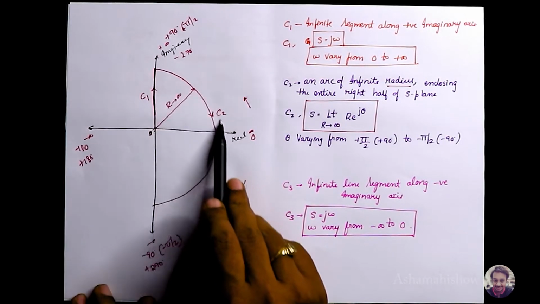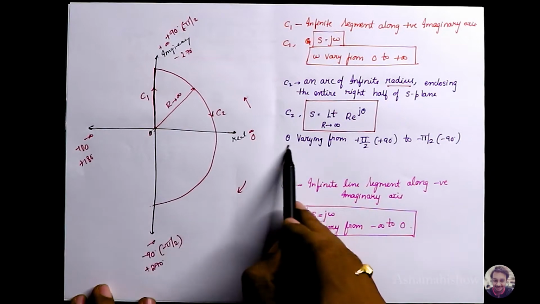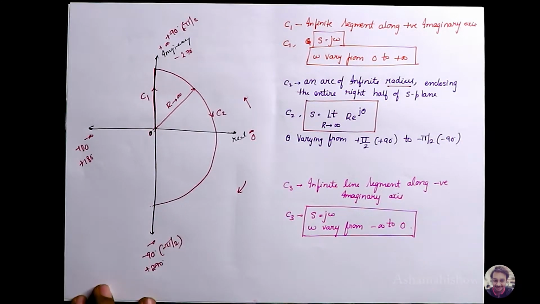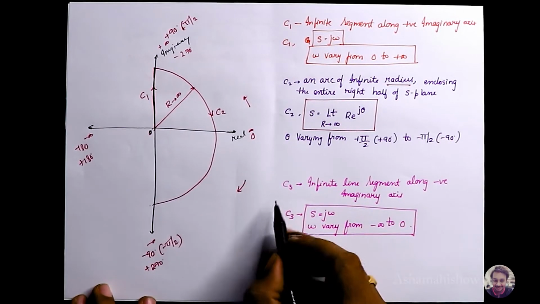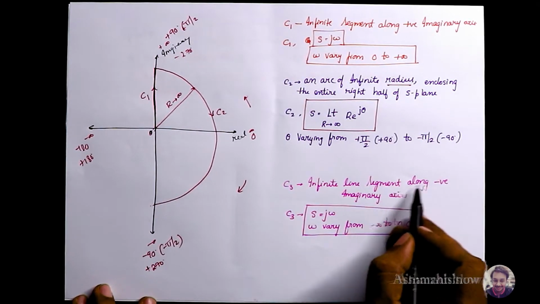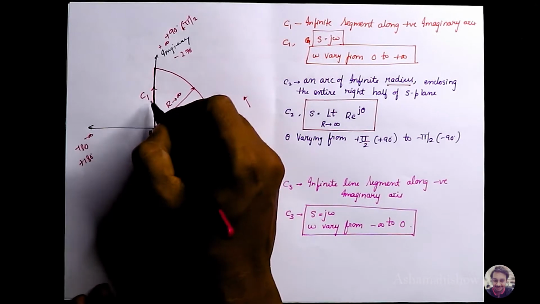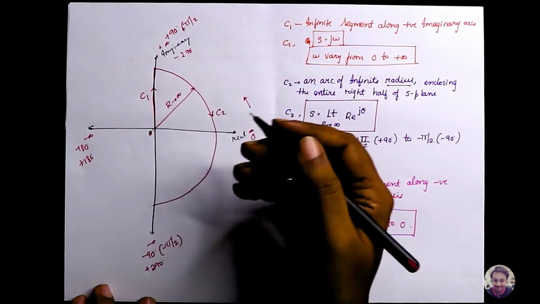which is plus 90, and it comes to minus pi by 2. So we have drawn the exact C2 here. Now what is remaining? We just need to close this one. That is C3, an infinite line segment along the negative imaginary axis. So C3 is just the opposite of C1.